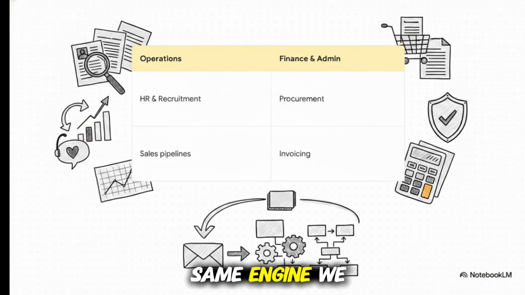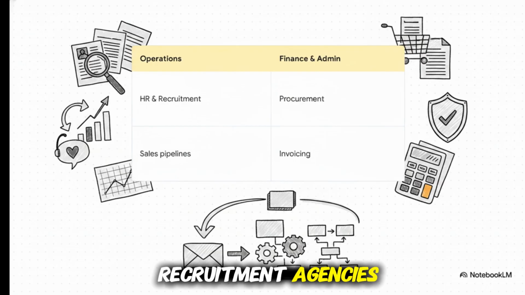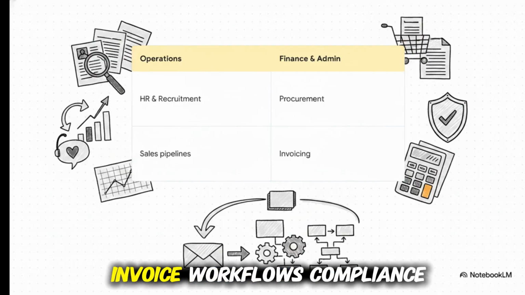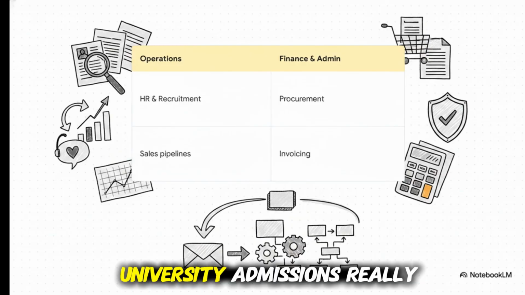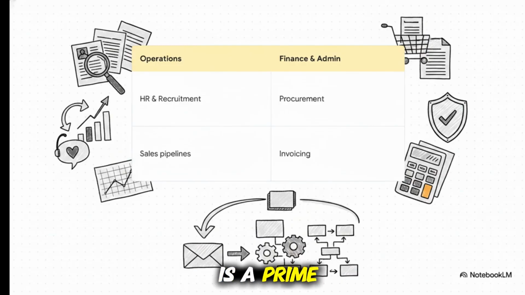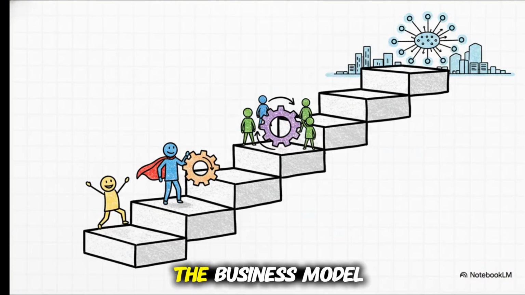Because the exact same engine we just saw tracking jobs, it could effortlessly support recruitment agencies, HR operations, sales pipelines, and customer support. But it also scales beautifully into finance and admin. Think procurement approvals, invoice workflows, compliance operations, university admissions. Really, any business process that's currently bogged down in email is a prime target for this kind of automation. Finally, Section 5, the strategic SaaS vision. The business model here is totally designed to scale.